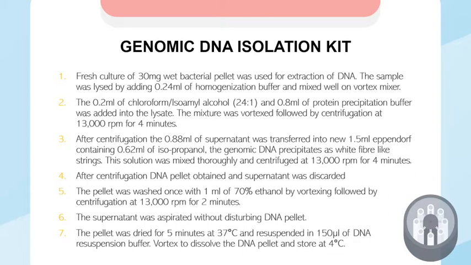The pellet was washed with 1.5 ml of 70% ethanol by vortexing, followed by centrifugation again at 13,000 revolutions per minute for 2 minutes. Then the supernatant was aspirated without disturbing the DNA pellet. For the last step, the pellet was dried for 5 minutes at 37 degrees Celsius and resuspended in 150 microliters of DNA resuspension buffer. It is vortexed to dissolve the DNA pellet and stored at 4 degrees Celsius.